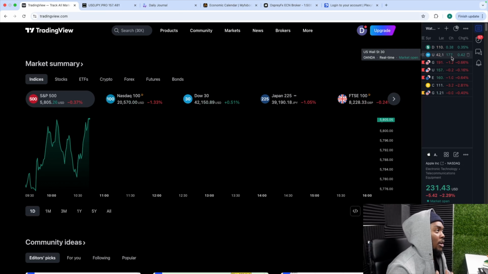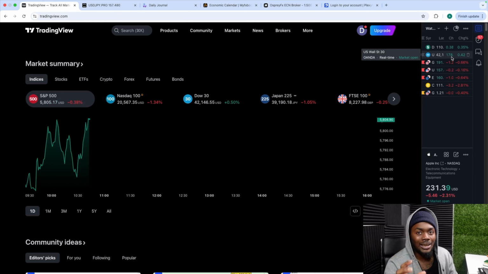But TradingView is basically the platform that I use when I am marking up and analyzing my charts. That is it. Nothing more, nothing less. I'm utilizing TradingView just to mark up and analyze my charts. This is the platform that I use.